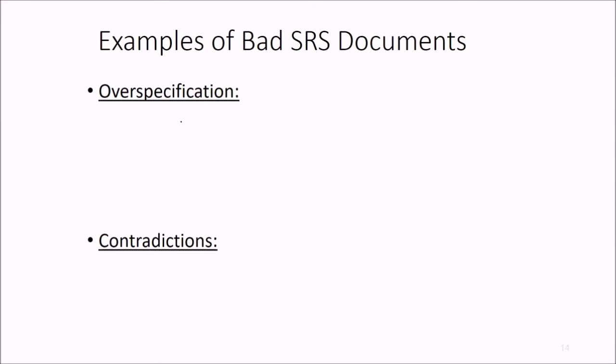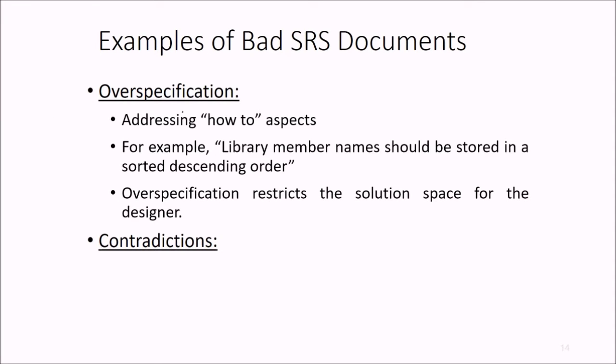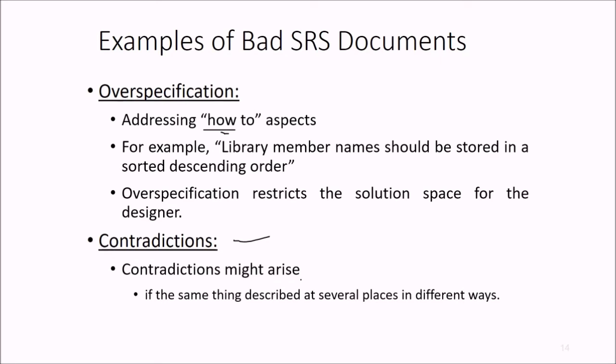Then over-specification and contradictions. Over-specification means saying how to. You are not going to write how to here, because this will be covered in the design part. For instance, saying library member names should be stored in sorted descending order. Over-specification restricts the solution space for the designer. These you are not going to write in the SRS document. And what about contradictions? How do they arise?